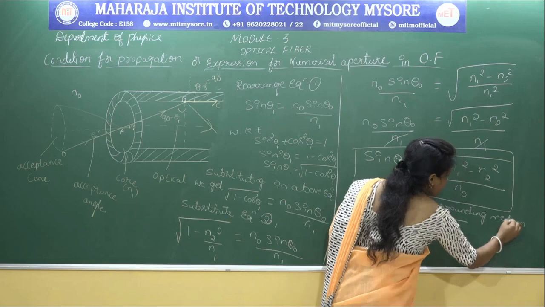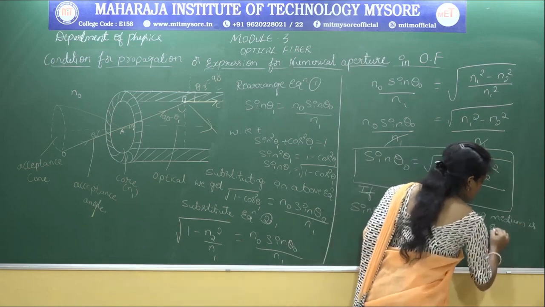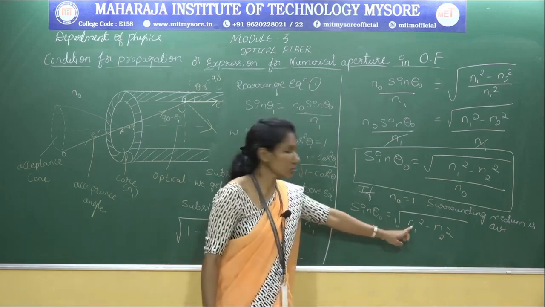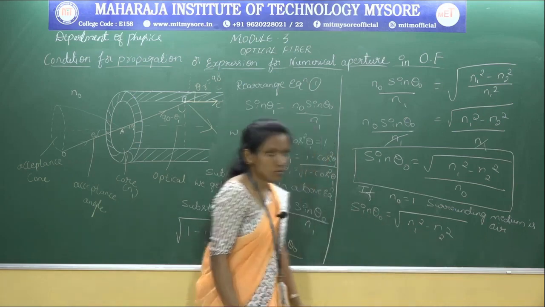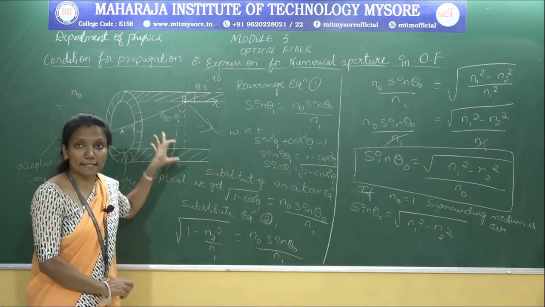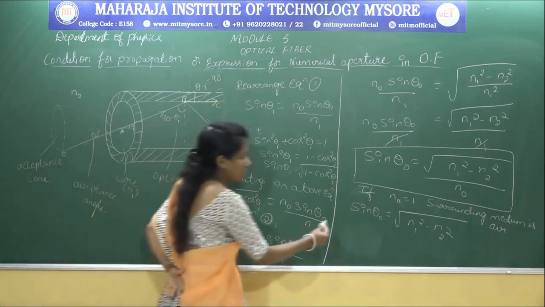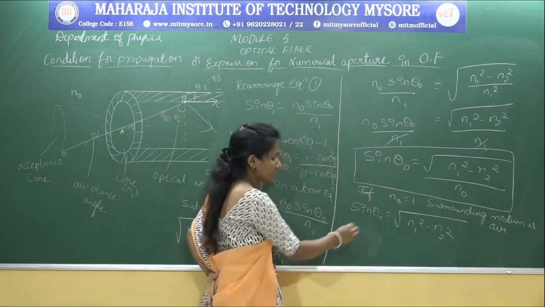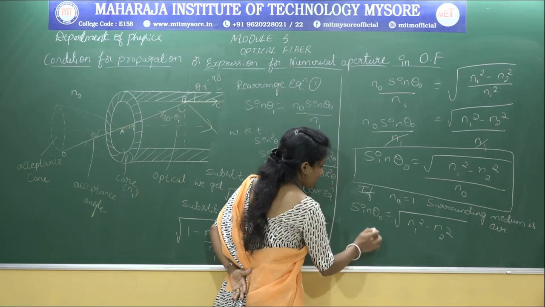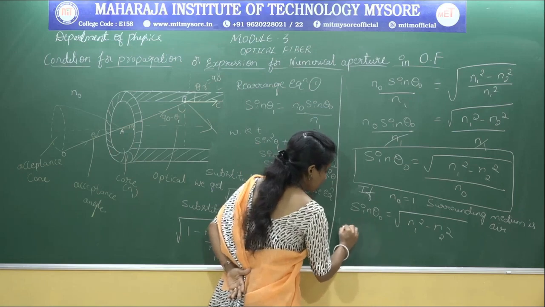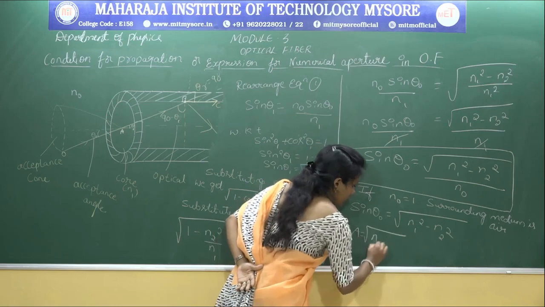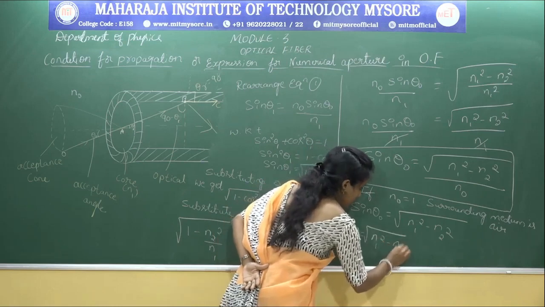If the surrounding medium is air, then sin theta naught is equal to root of n1 square minus n2 square. But the condition is to propagate light inside the optical fiber. This we can write as sin theta naught in terms of acceptance angle. So sin theta naught is also, we can write, the numerical aperture is equal to root of n1 square minus n2 square.